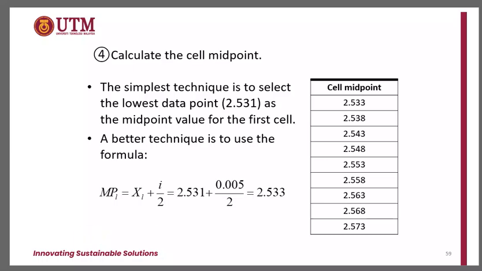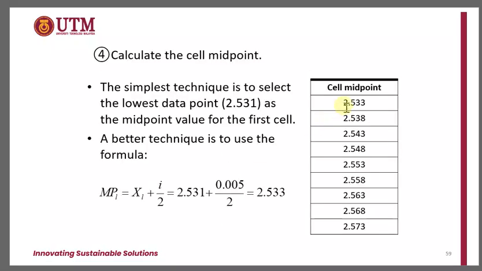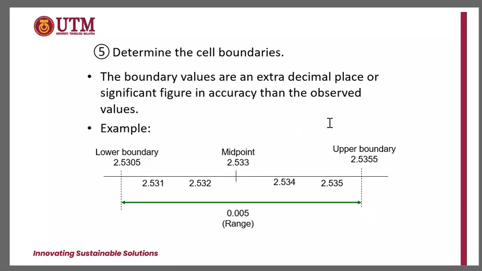We found how we can find the midpoint. After that, we are drawing this. We have the midpoint here, which is equal to the first midpoint, which is equal to 2.533. The I that we have, I is equal to 0.005.